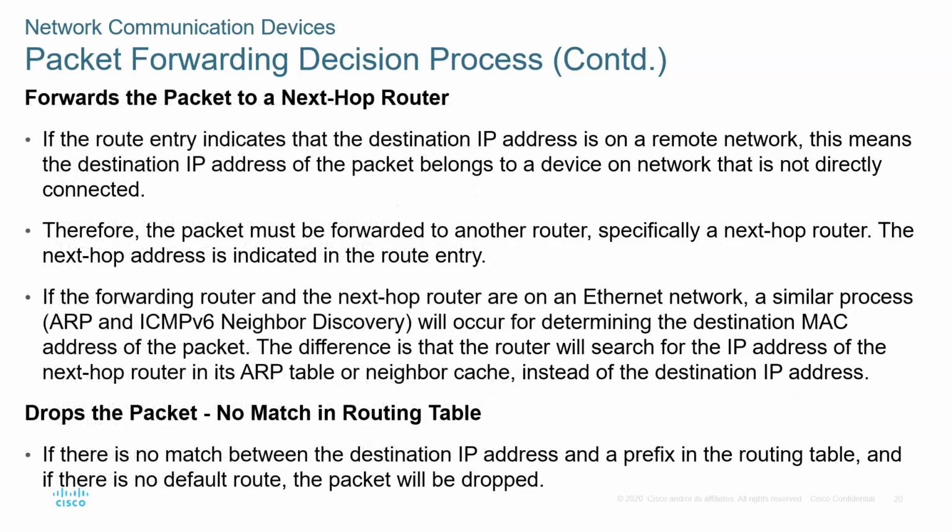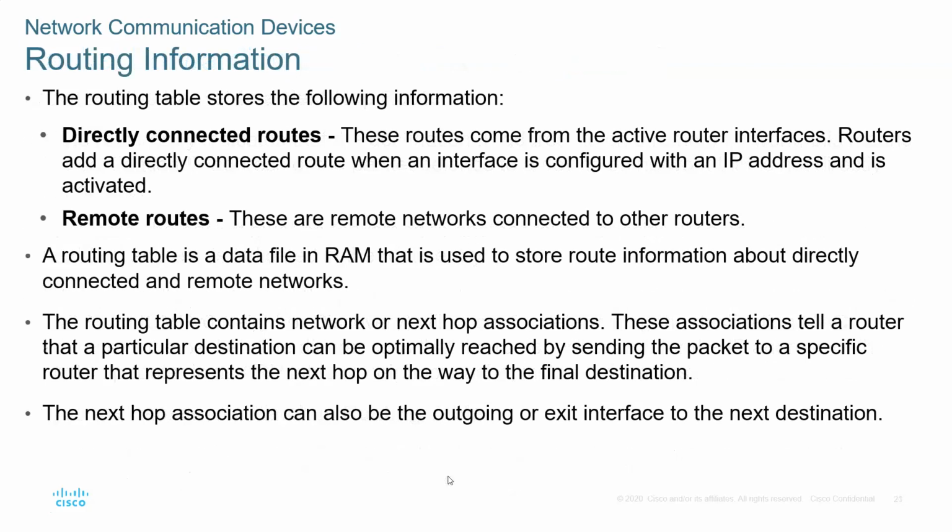Okay? So it can forward it to the next hop. If there's a match in the routing table, you send it to the next router, but you have to encapsulate it in a frame, right? Or you drop the packet because there's nothing in the routing table that tells it where to go. All right, so the directly connected ones are the ones that have a little c.